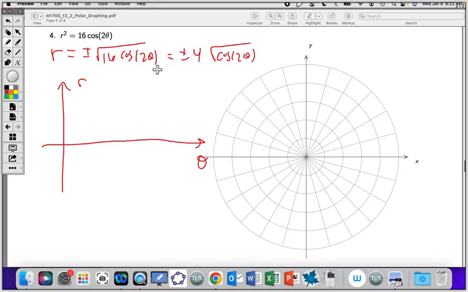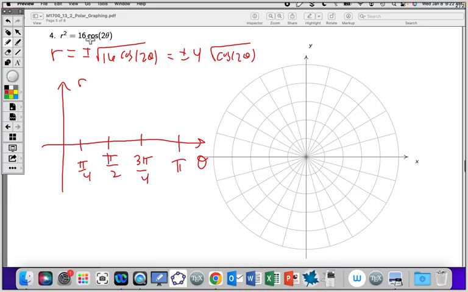So here's how I like to think about this. Cosine 2 theta, that's going twice as fast as the regular cosine curve. So the period would be from 0 to 2 pi. So we have our quarter marks here. So instead of 0 to 2 pi, we're going 0 to pi, and we got our quarter marks.